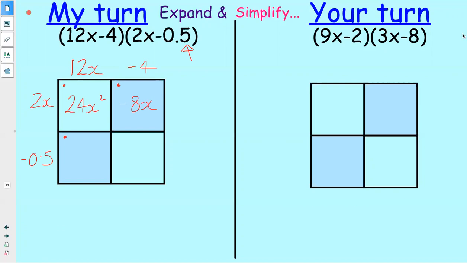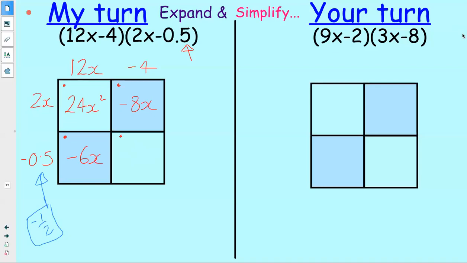This box here, you've got 12x multiplied by negative 0.5. Now remember, you can think of this negative 0.5 as negative a half. So you're finding negative a half of something. So what's a half of 12? It's 6. So what's a half of 12x? It's 6x. So what's negative a half of 12x? It's going to be negative 6x.